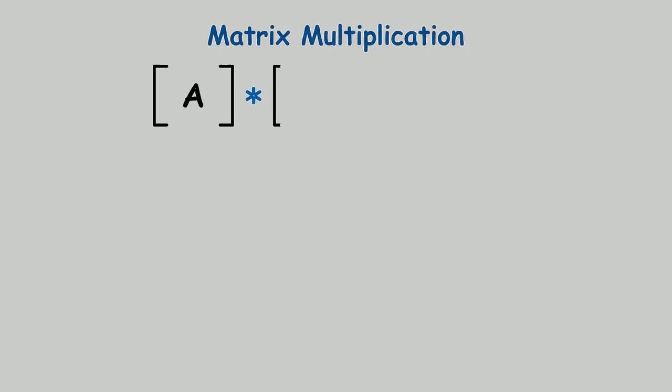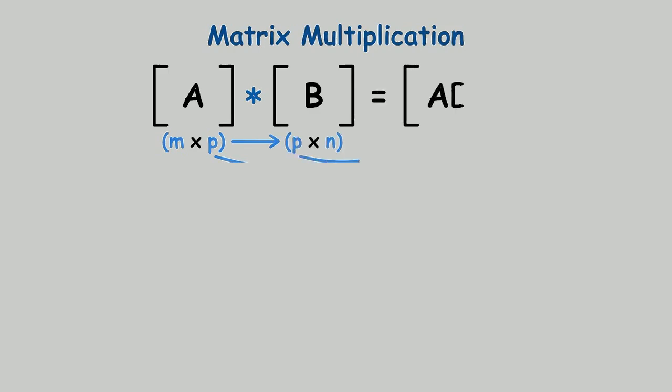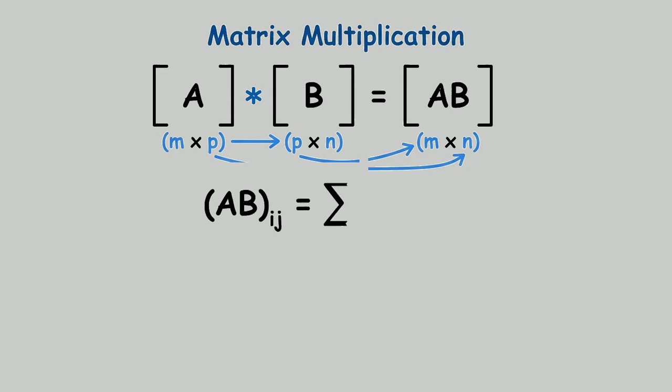That brings us to matrix multiplication. If you have a matrix A with size m by p and a matrix B with size p by n, then their product, AB, is an m by n matrix. The entry in row i, column j of the product is the sum over k of A_ik times B_kj.